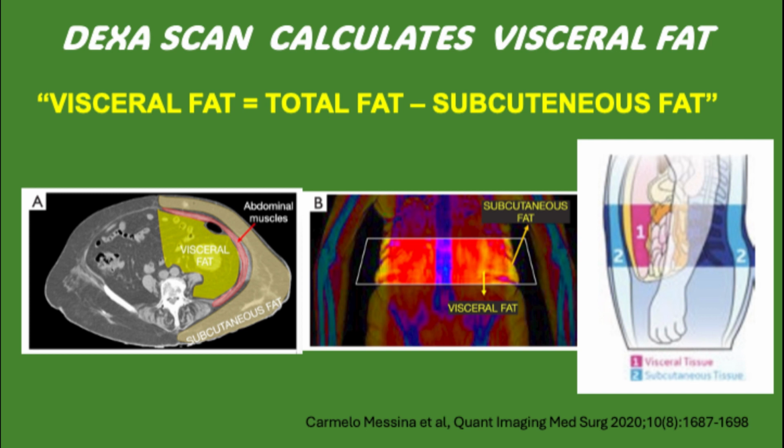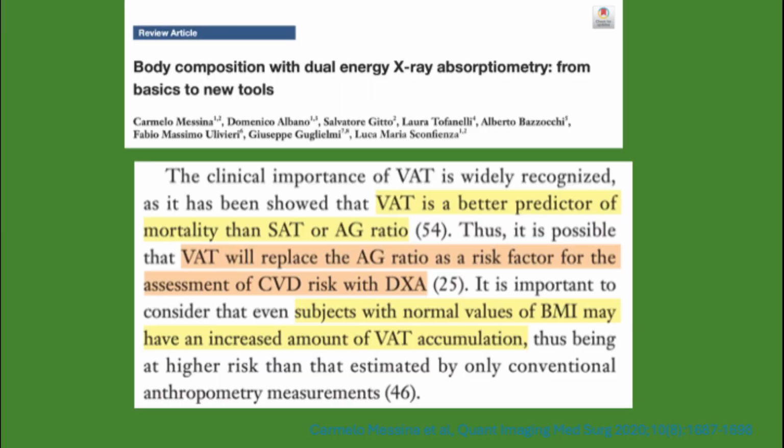This is DEXA scan, how visceral fat is calculated. You take a transverse section, this is visceral fat, this is subcutaneous fat. You subtract, total fat minus subcutaneous fat is visceral fat. So this one is the visceral fat, this is subcutaneous fat. This is how the subtraction is done, and this is how they calculate the visceral fat area, which is a very important parameter. This is the last slide.